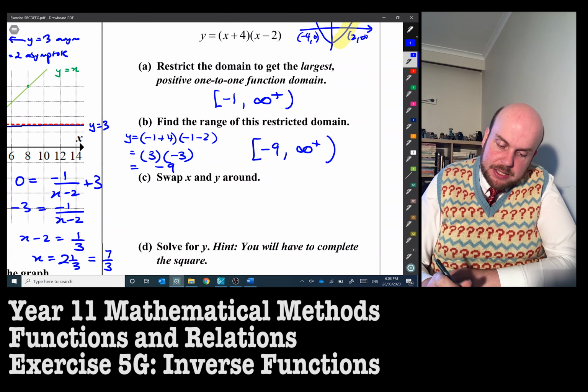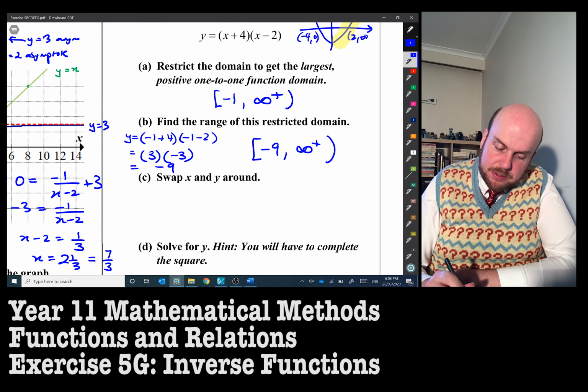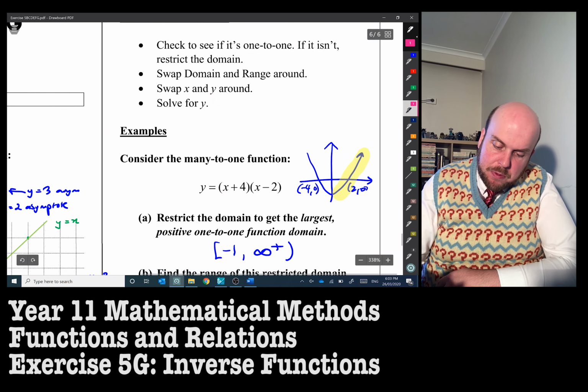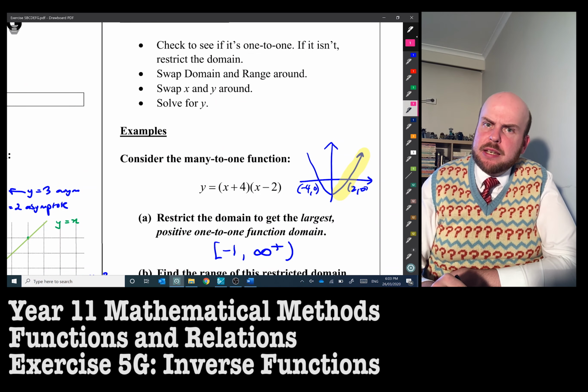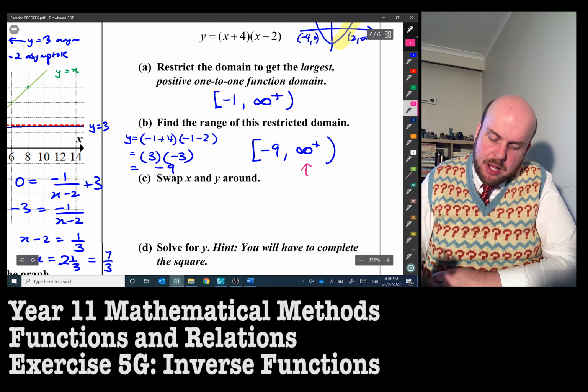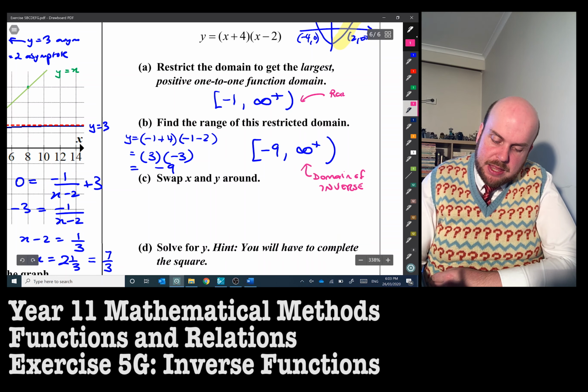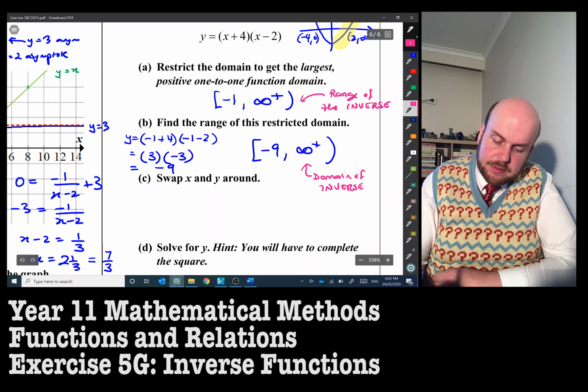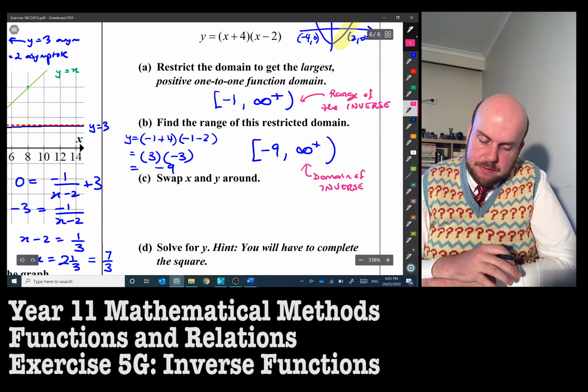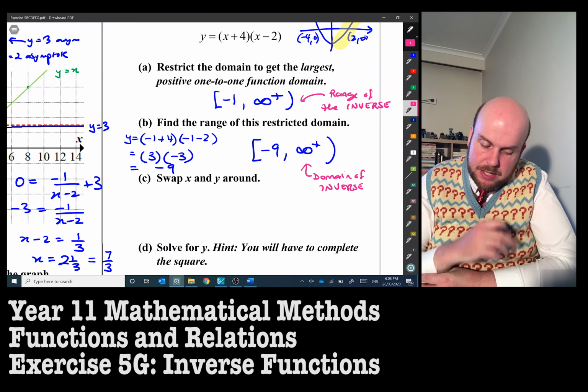We need to swap the x and y around in the original equation, so because, hang on, did we skip it? Oh, we did. Swap domain and range around. Well, this will be the domain of the inverse, and this will be the range of the inverse. So we need to make sure we've got that. We know the range and domain of the inverse.